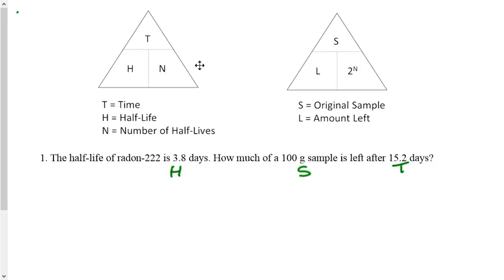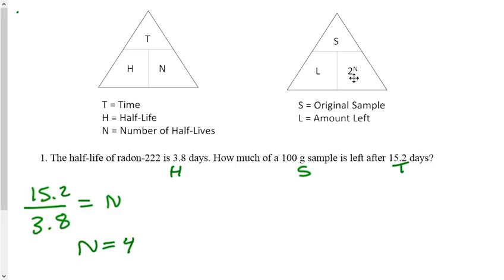Now, just for practice sake, what if I wanted to know time? Well, then I would cover over T, and these two are next to each other. Therefore, it would be H times N. Okay, now that you know how the triangle works, let's try it. So again, I need to find N. So here's my N. I need to take T over H. Okay, well, my T is 15.2, and my H is 3.8. So this is what N should equal. When I do that calculation, N is equal to 4.